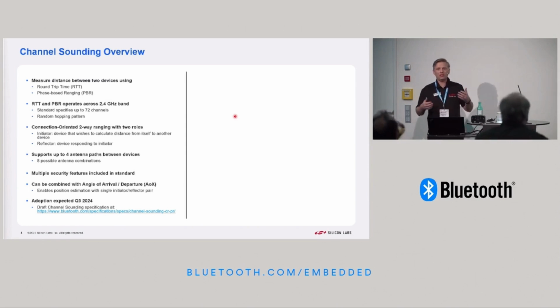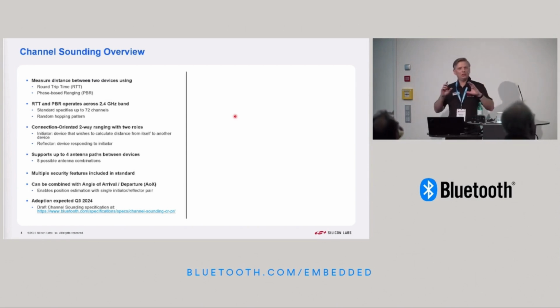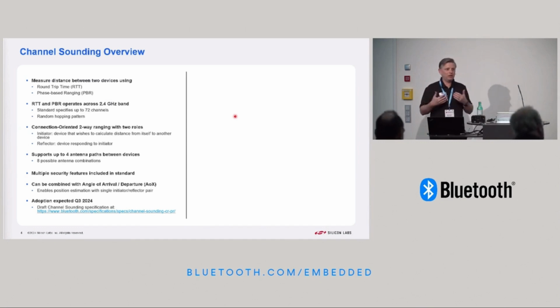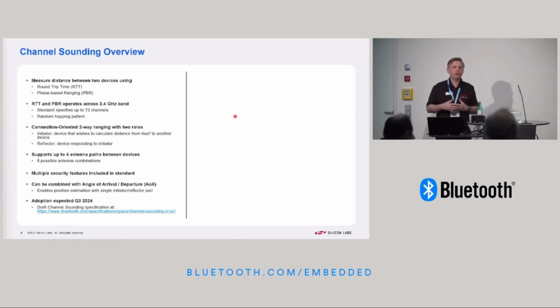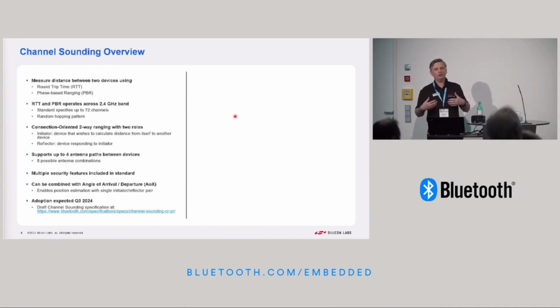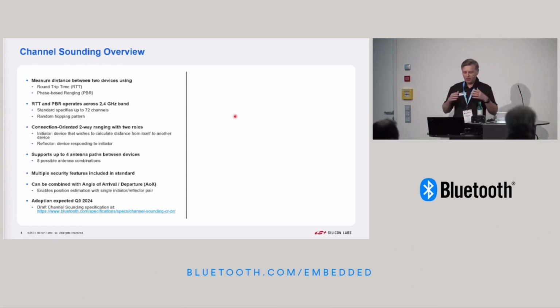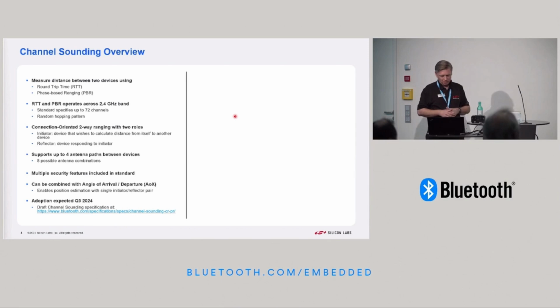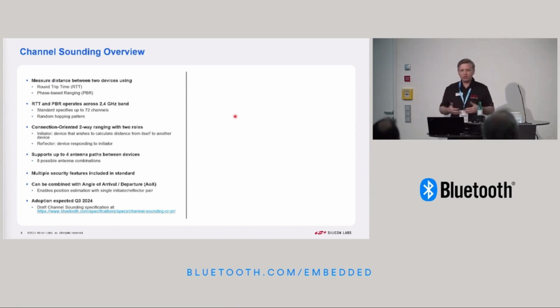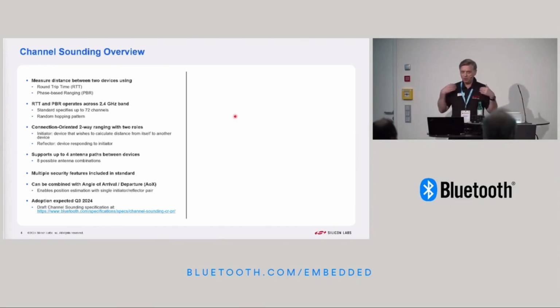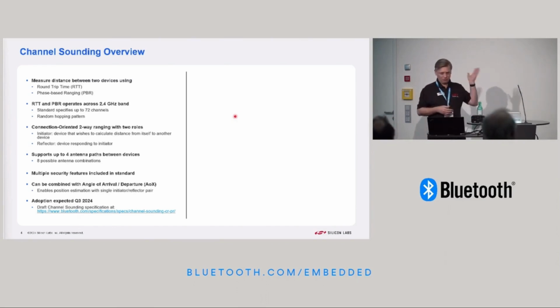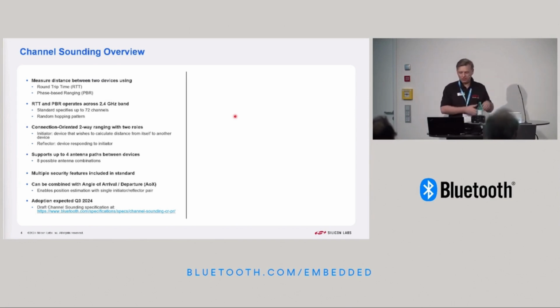The specification includes the ability to use multiple antennas, up to 4 antenna paths for the scan. And there are multiple security features that are added to the standard to support channel sounding. We'll go over that later on in the presentation. And it's not mutually exclusive with angle of arrival or angle of departure, if some of you are familiar with direction finding. I'm going to be going fairly quickly through this slide deck, but just know the draft specification is public. It's available for download on the SIG website.